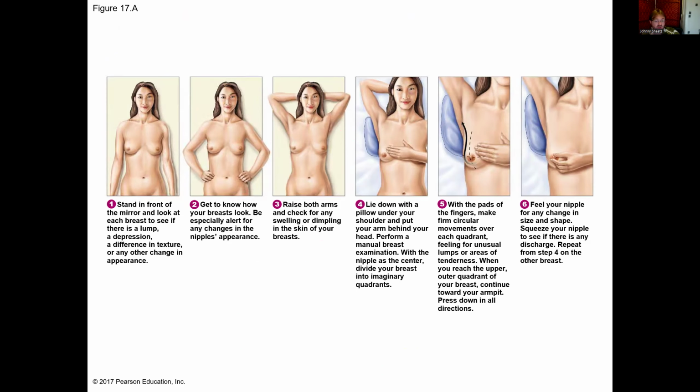So here, this is a physical procedure for how to do a breast exam. This is something that's worth reviewing if you have breasts and you need to examine them. So this is how the process actually goes about.